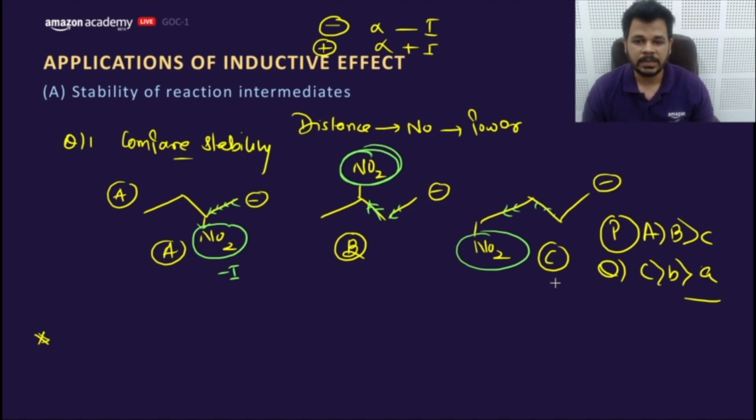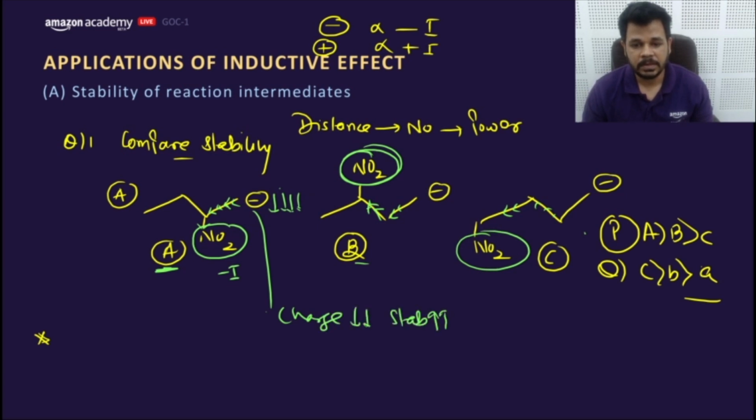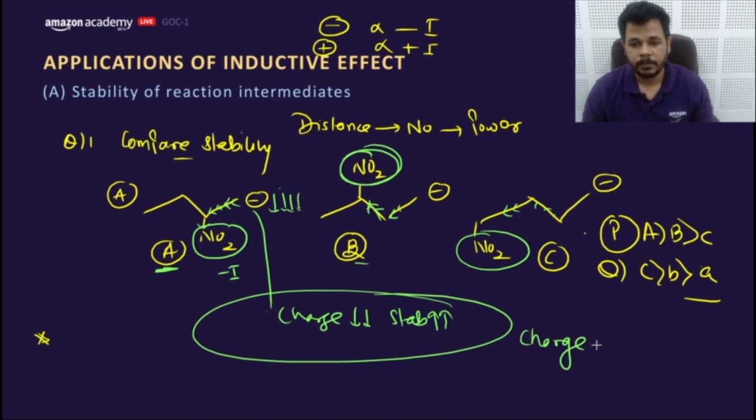So what would be the answer? A withdraws more compared to the B and C. So the charge gets decreased. If it withdraws more, charge gets decreased. Charge decreases, that means stability increases. Charge is inversely proportional to stability.